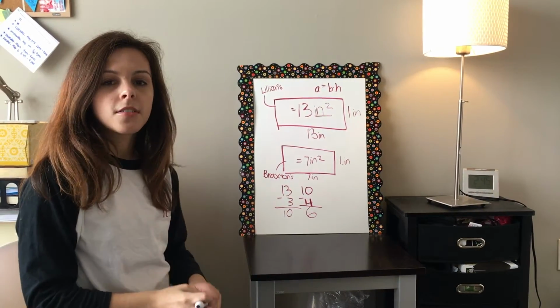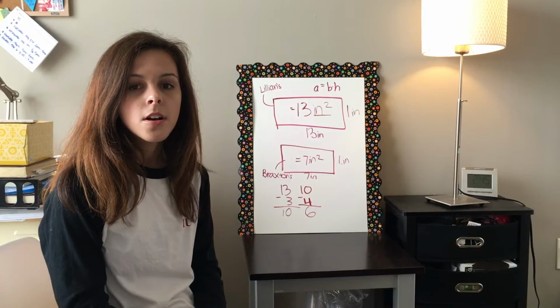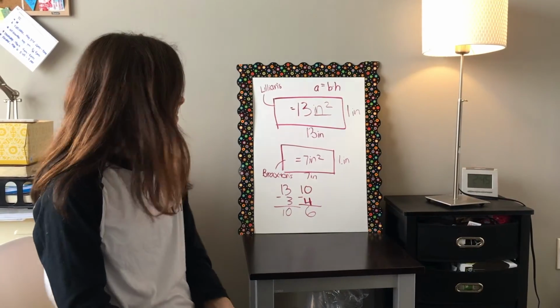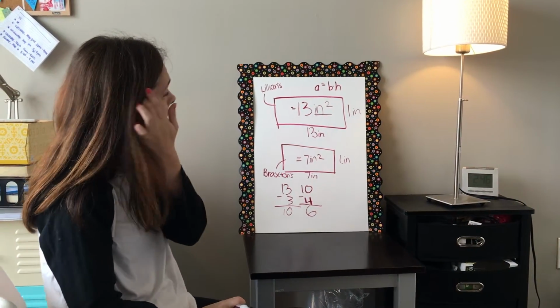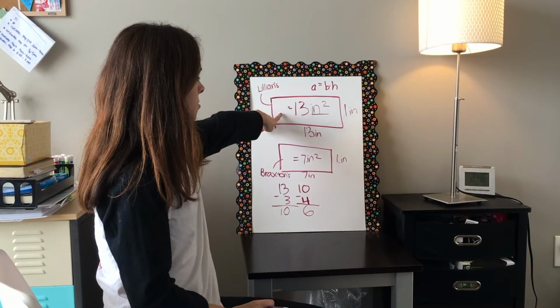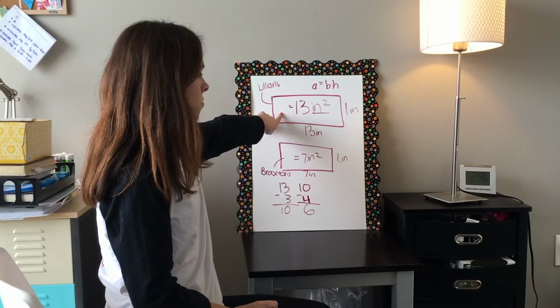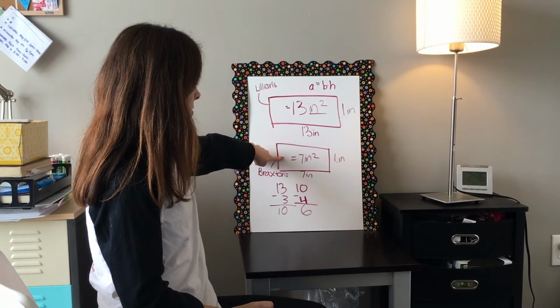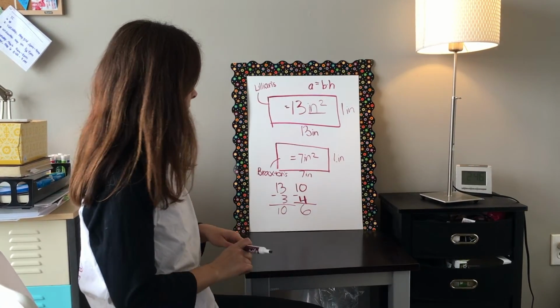The bigger rectangle is 6 inches squared larger than the smaller rectangle. So when you look at this in our story problem, we know that Lillian's poster board is 6 inches squared larger than Braxton's poster board.